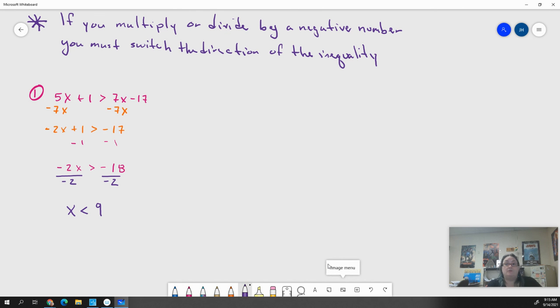This will be how you enter it in Delta Math, right? If you had to graph it, which you won't on your homework, but next week you will, so we're going to show it. We're going to put 9 here, right? We're saying that x is less than 9, right? So we're going to have an open circle, and it's going to be everything less than 9. And if we had to write that in interval notation, it's starting at negative infinity, and it's going to 9, but not including it.